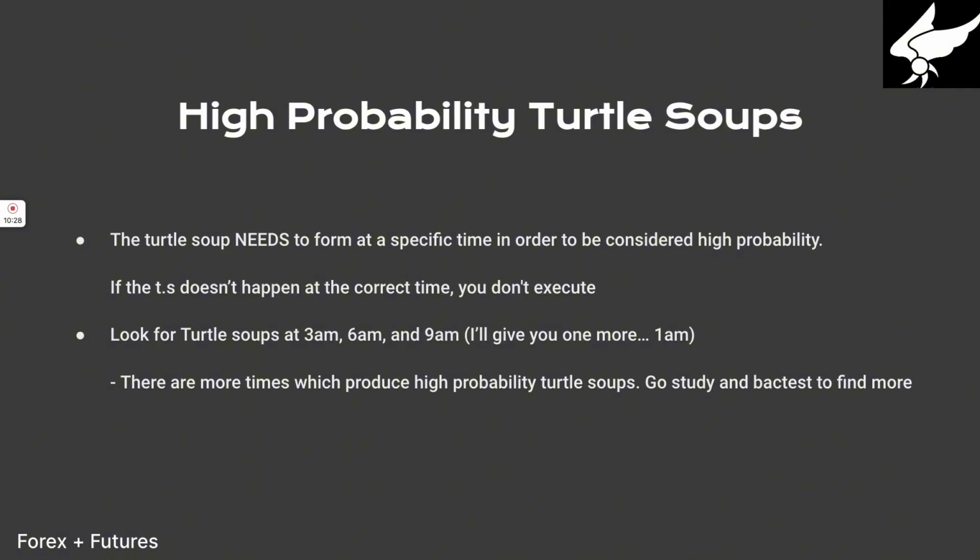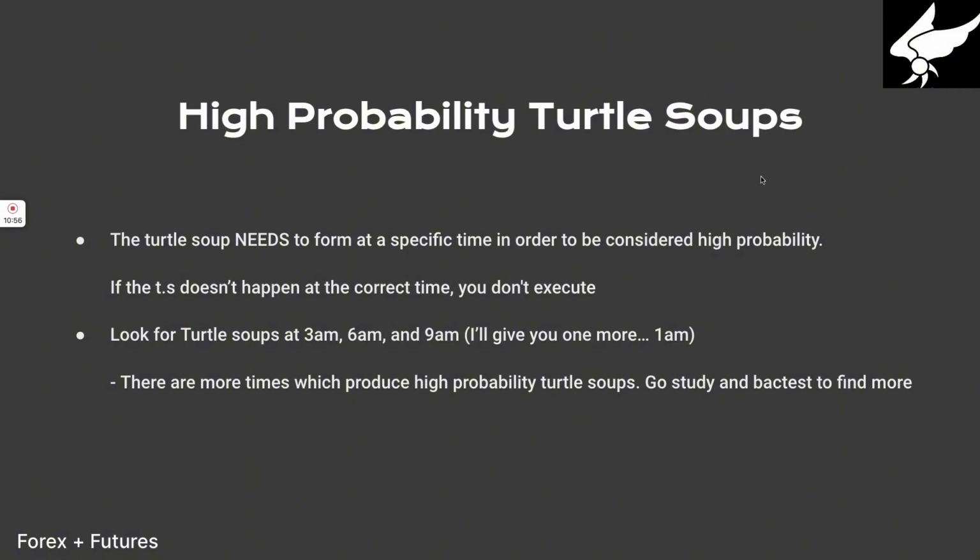Look for turtle soups at 3 a.m., 6 a.m., and 9 a.m. Remember when I told you guys 3, 6, 9. One more that you could be looking for is 1 a.m. There's a lot more high probability CRTs and turtle soups as well. Go backtest, you'll find them, trust me. But for now, I'll leave you with 3 a.m., 6 a.m., 9 a.m., and 1 a.m.